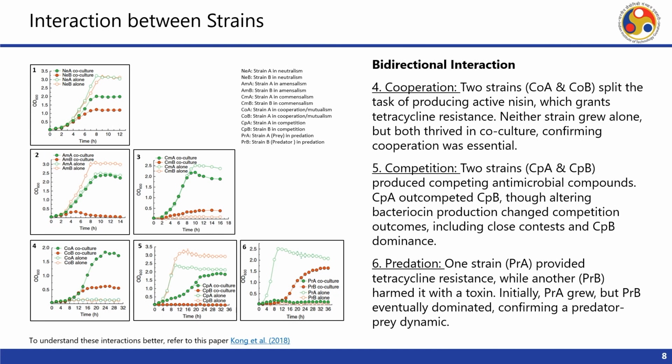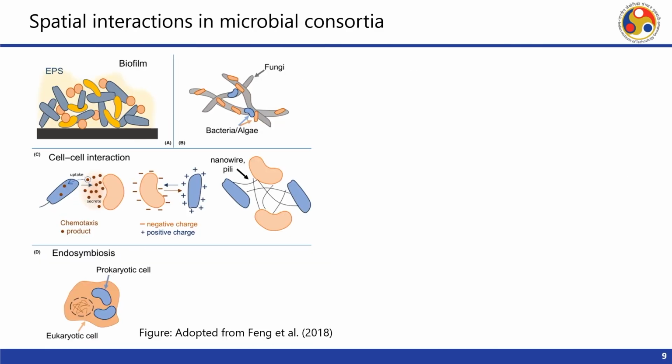In the case of 6, we have the predation. One strain PRA provided tetracycline resistance, while another PRB harmed it with a toxin. Initially, PRA grew, but PRB eventually dominated, confirming a predator-prey dynamics.